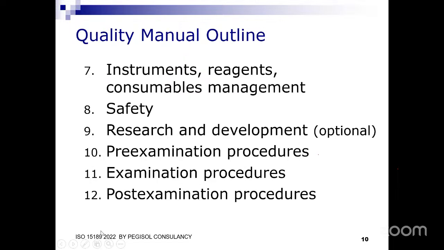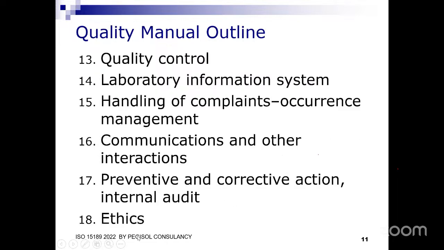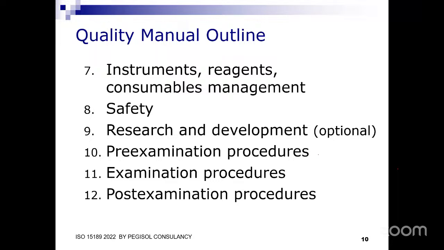So other things include the instrument. We'll talk about accommodation and environment. This has to be captured: the instrument, the reagent, the consumable management, how it's being run. Everything has to be captured in the quality manual. Now, safety: all the programs you have on safety have to be captured there. Although extensively the safety program should be captured in the safety manual, you have to make comments on the safety procedures. The biosafety level has to be captured there.